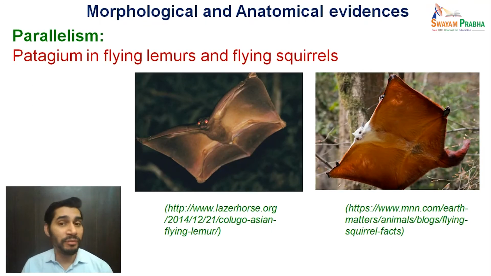The example of parallelism can be the patagium. As you can see, this is the patagium which we see here. This is a flying lemur, whereas this is a flying squirrel. But both have this patagium developed. So this is an example of parallel evolution or parallelism.